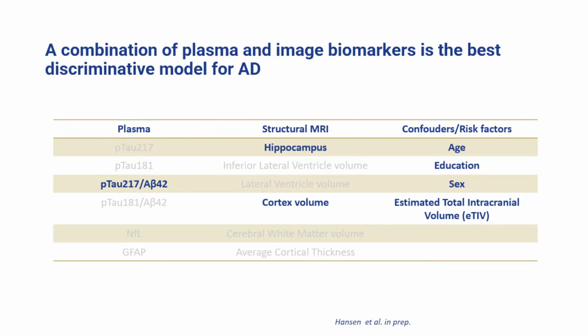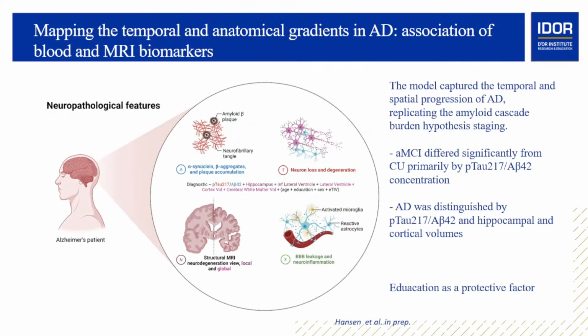Yeah, and this is just a summary. So the model captured the temporal and spatial progression. The atrophy was more important to differentiate AD from the others, which is expected because AD is already at the final end of the curve. But we know that the plasma biomarker was also able to differentiate the earlier stages of the disorder, and the combination of both was the best model that could discriminate that. Education was a protective factor, as expected as well.